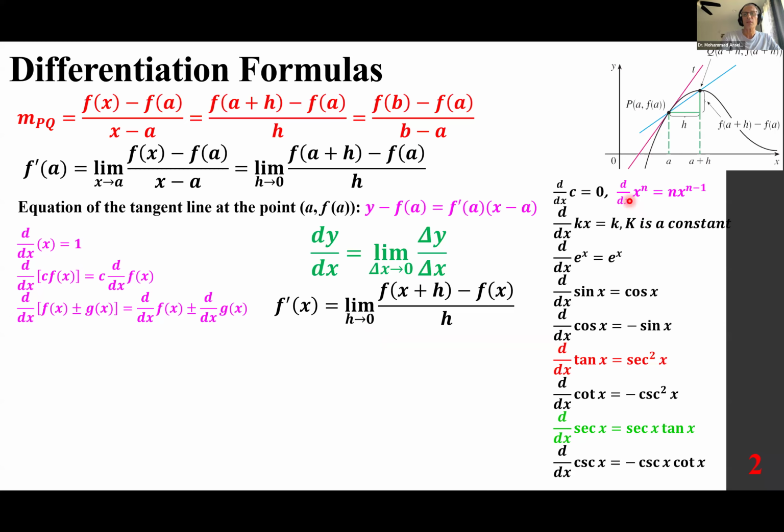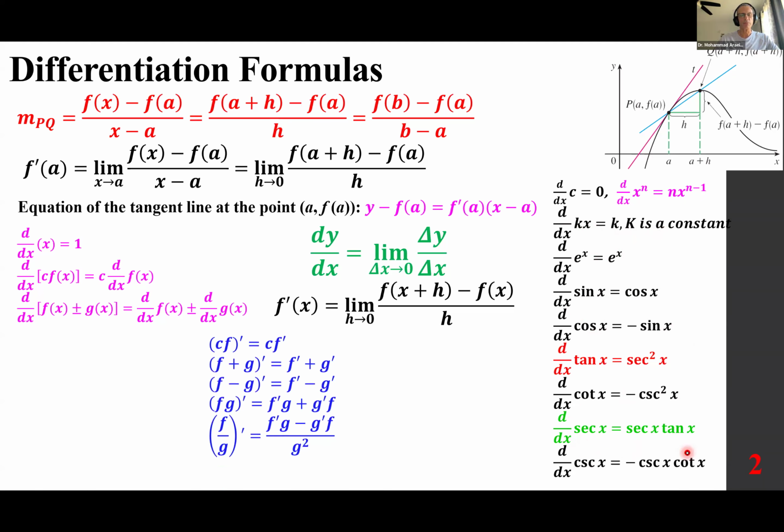For example, the power rule, the derivative of x to the power of n is n x to the power of n minus 1. The derivative of kx is k. The derivative of e to the power of x is itself. And then we have trigonometric functions. The derivative of sine is cosine. Cosine is negative sine. The derivative of tan is secant squared. Cotangent is negative cosecant squared. The derivative of secant is secant x tan x. And the derivative of cosecant is minus cosecant x cotangent x.